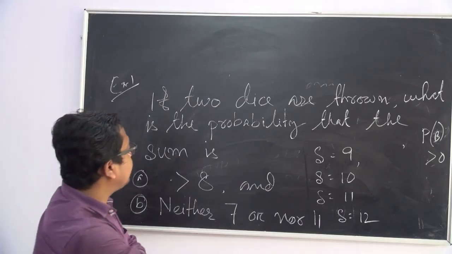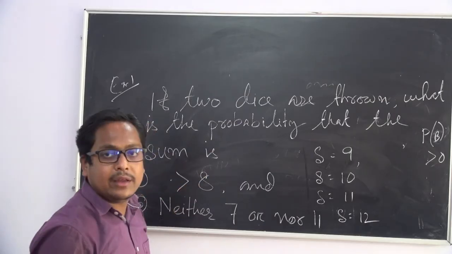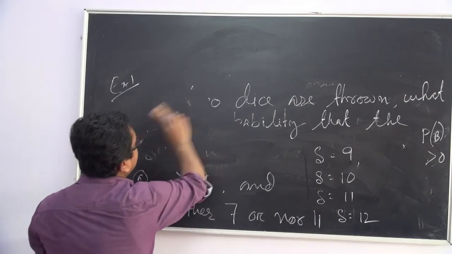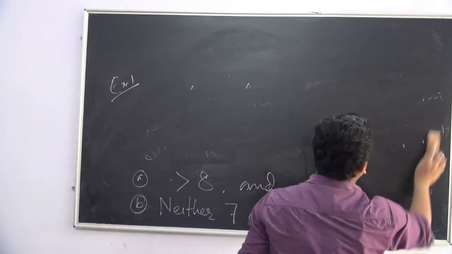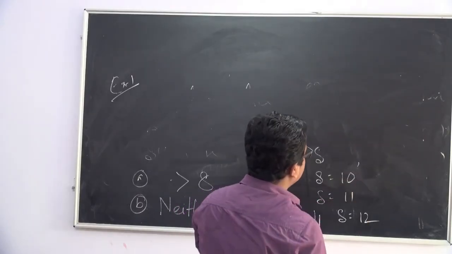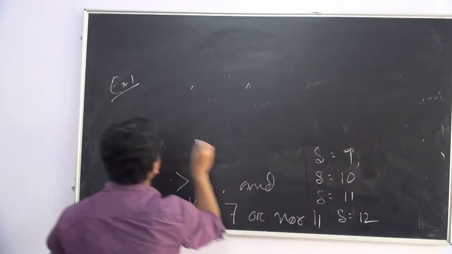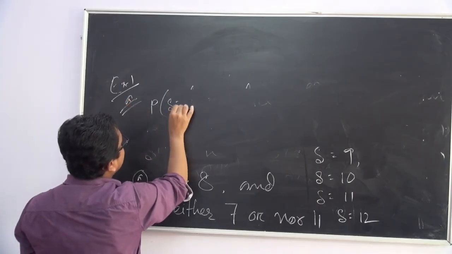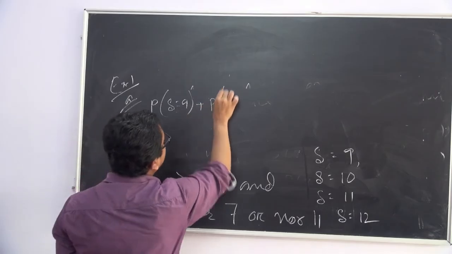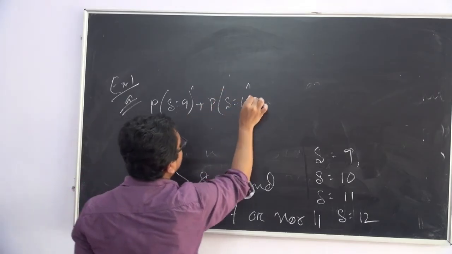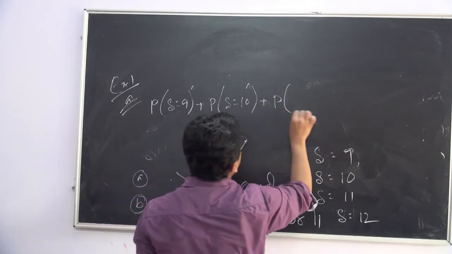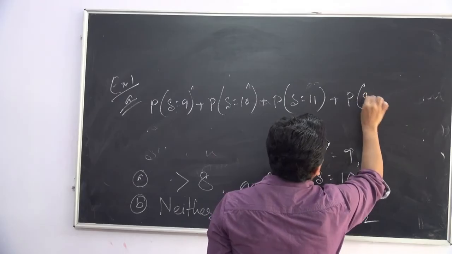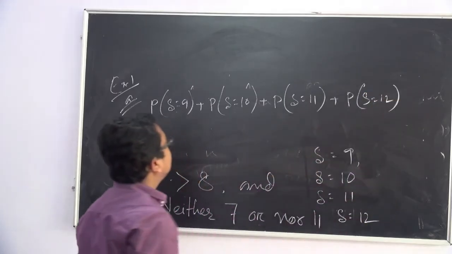Now we have to calculate the probability that the sum is greater than 8. That means we have to calculate the probability of this event: probability of S is equal to 9 plus probability of S is equal to 10 plus probability of S is equal to 11 plus probability of S is equal to 12.